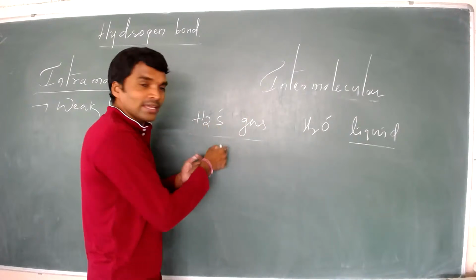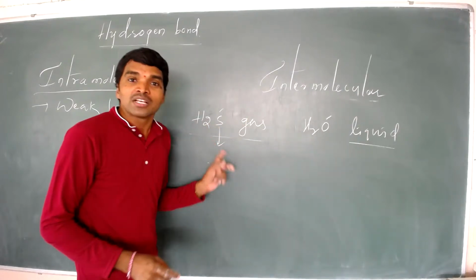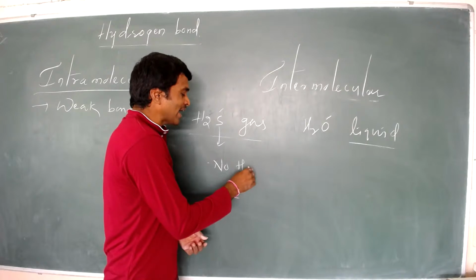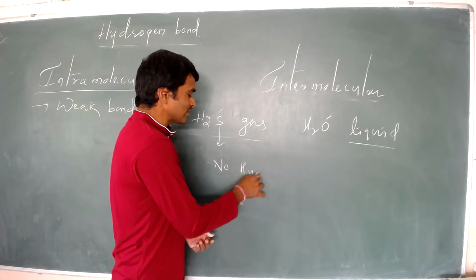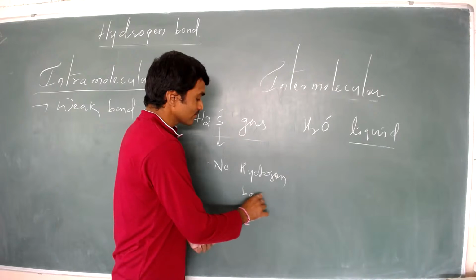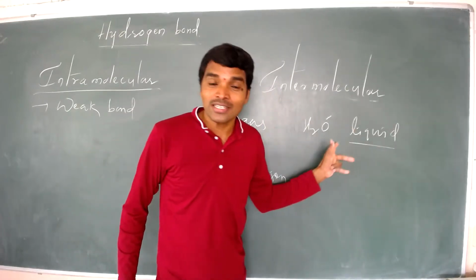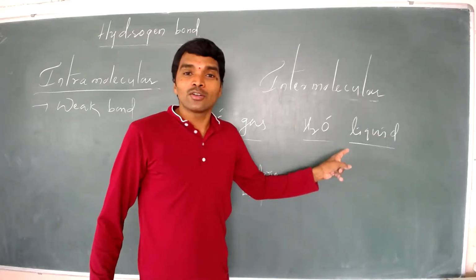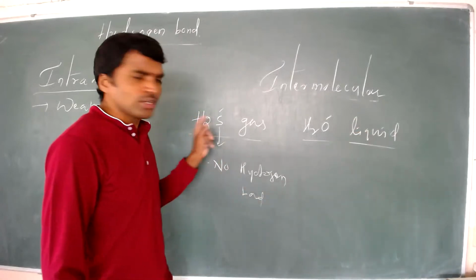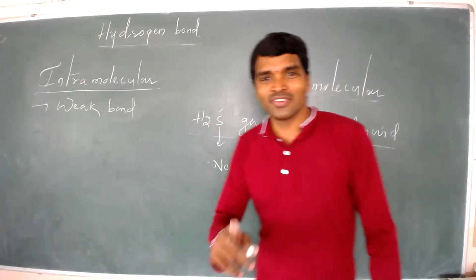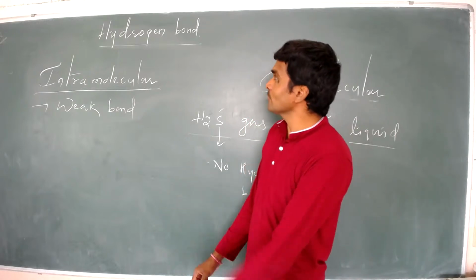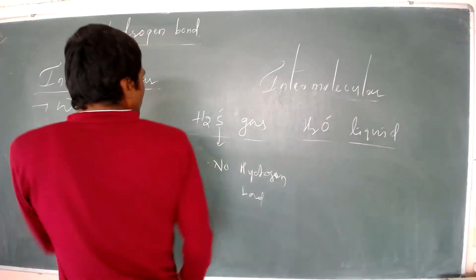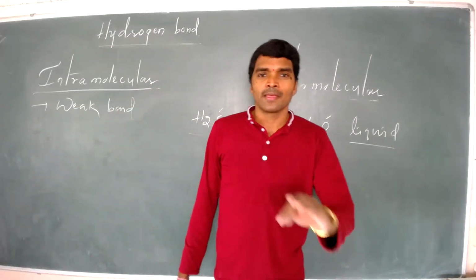Why? Because hydrogen sulfide does not form a hydrogen bond. No hydrogen bond. But oxygen is a strongly electronegative element, so there will be formation of hydrogen bond. Due to formation of hydrogen bond, H2O is a liquid and H2S is a gas. The phase also is affected on the basis of hydrogen bond. So these are the properties of hydrogen bond.